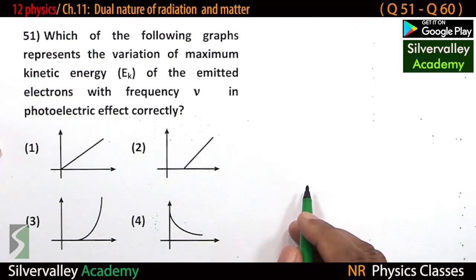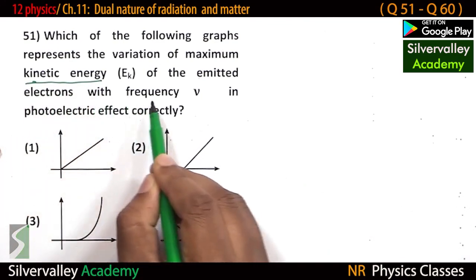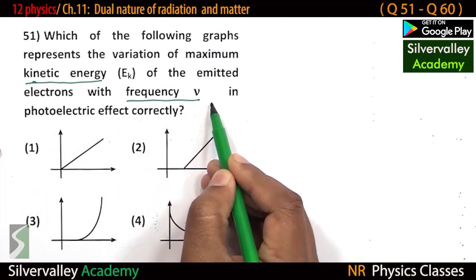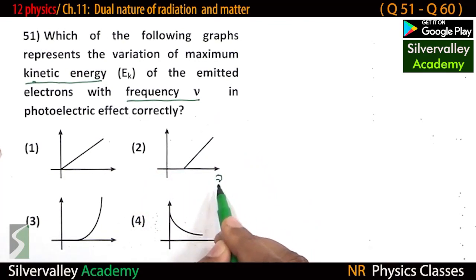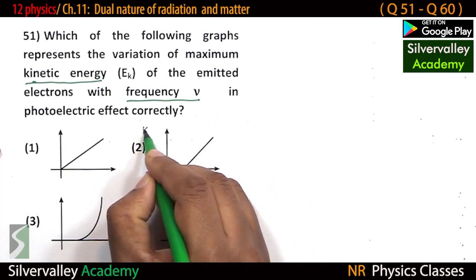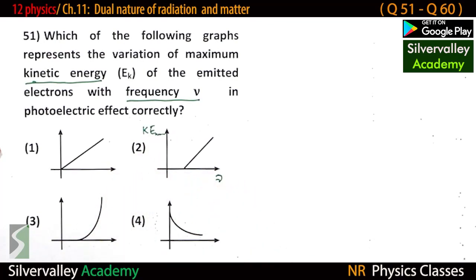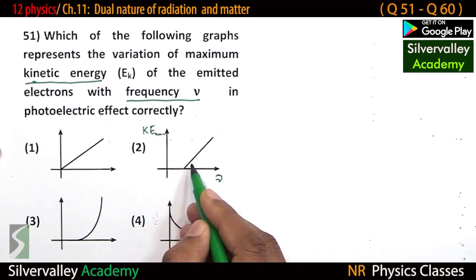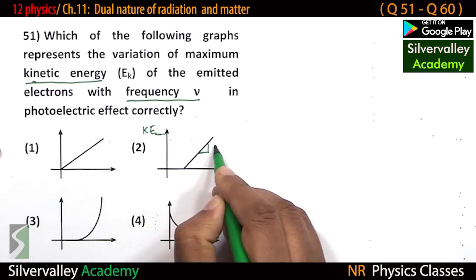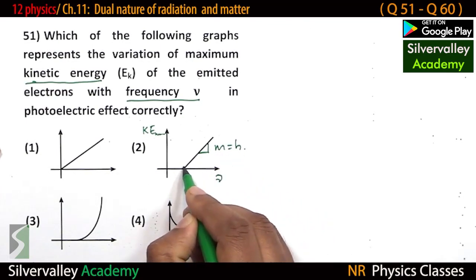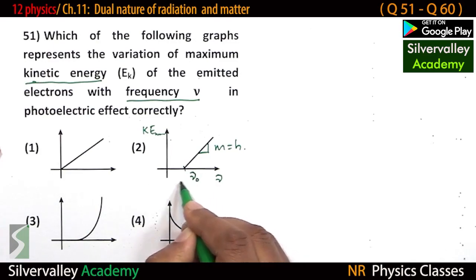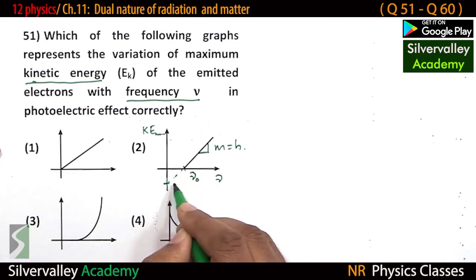Which of the following graphs represents the variation of maximum kinetic energy of emitted electrons with frequency nu? Maximum kinetic energy with frequency is a standard graph. Frequency is the independent variable, maximum kinetic energy is the dependent variable. What else do we get from this graph? Slope gives Planck's constant, x-axis intercept gives threshold frequency, and y-intercept gives work function.